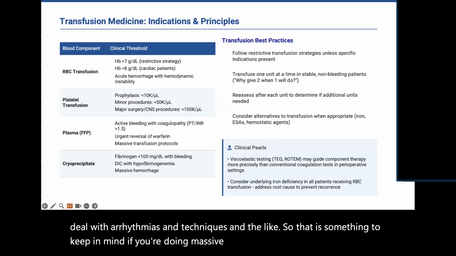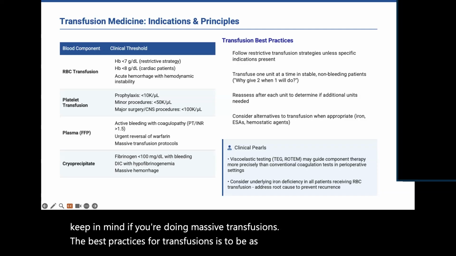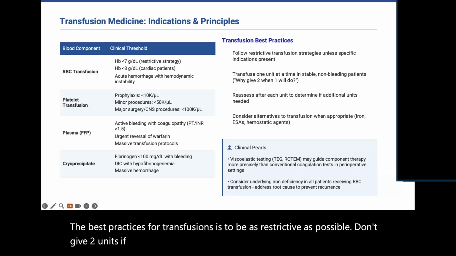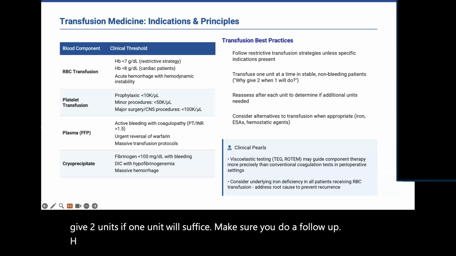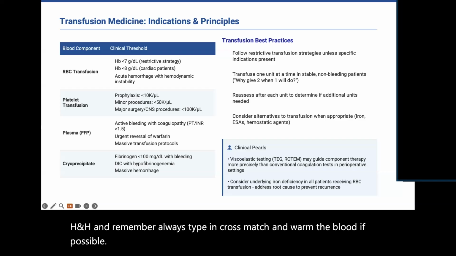The best practice for transfusions is to be as restrictive as possible. Don't give 2 units if 1 unit will suffice. Make sure you do a follow-up H&H. And remember, always type and cross-match and warm the blood if possible. Okay.